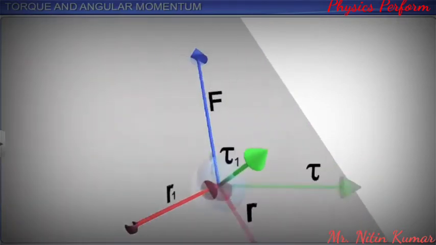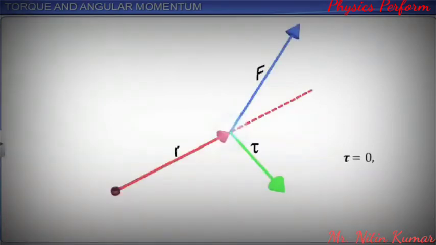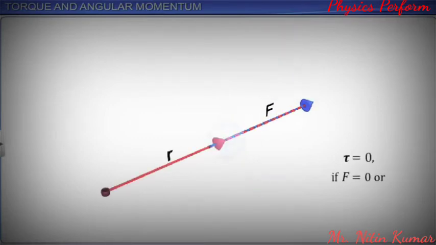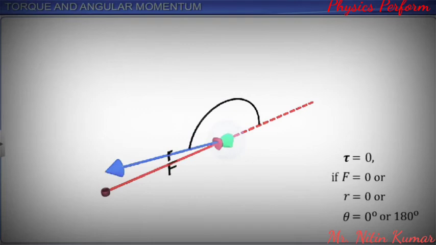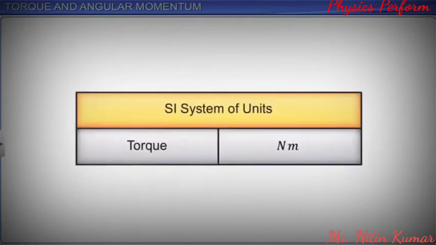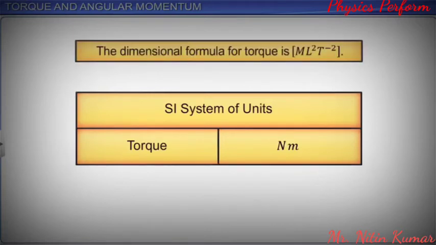Torque can be zero if the magnitude of the force is zero, or if the line of action of the force passes through the origin. The SI unit of torque is newton meter. Note that the dimensions of torque and work are the same. The dimensional formula for torque is ML²T⁻². Even though torque and work have the same dimensional formula, work is a scalar, whereas torque is a vector.